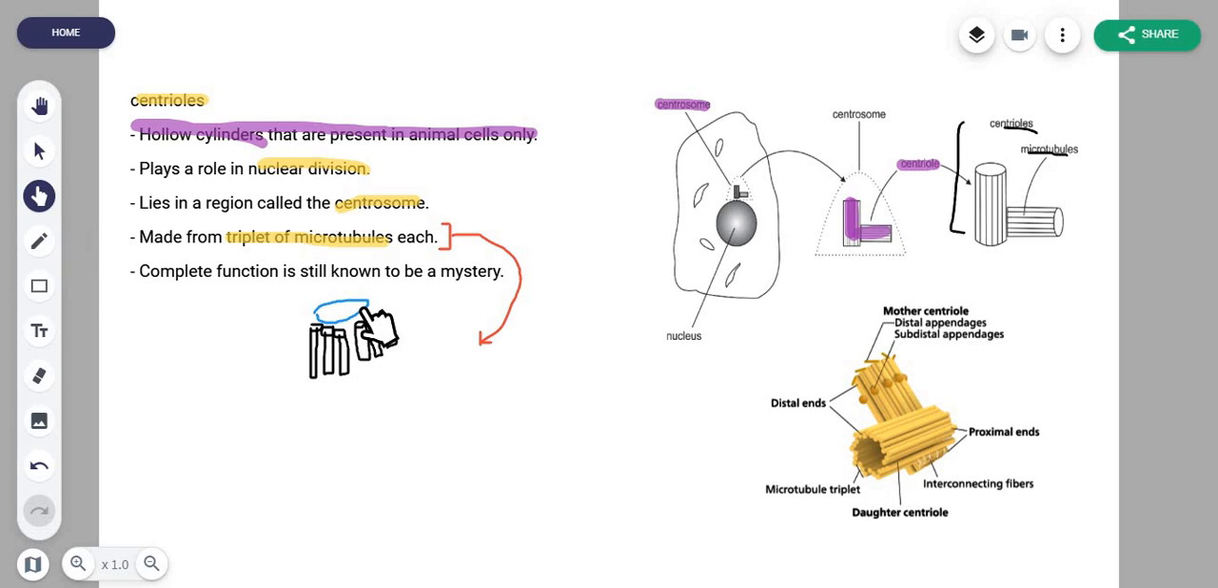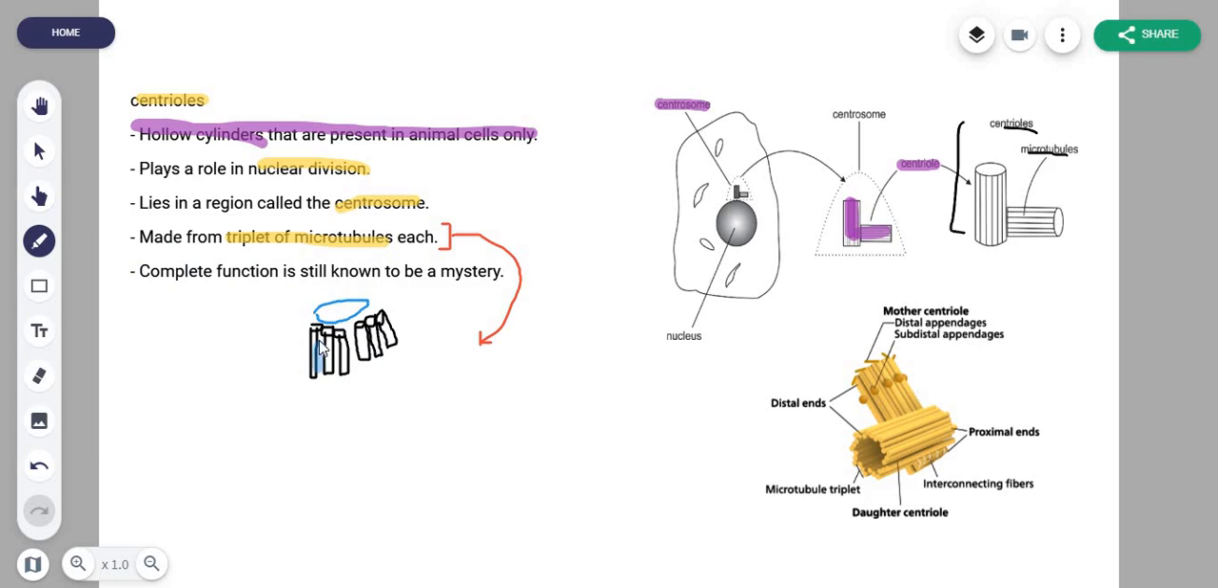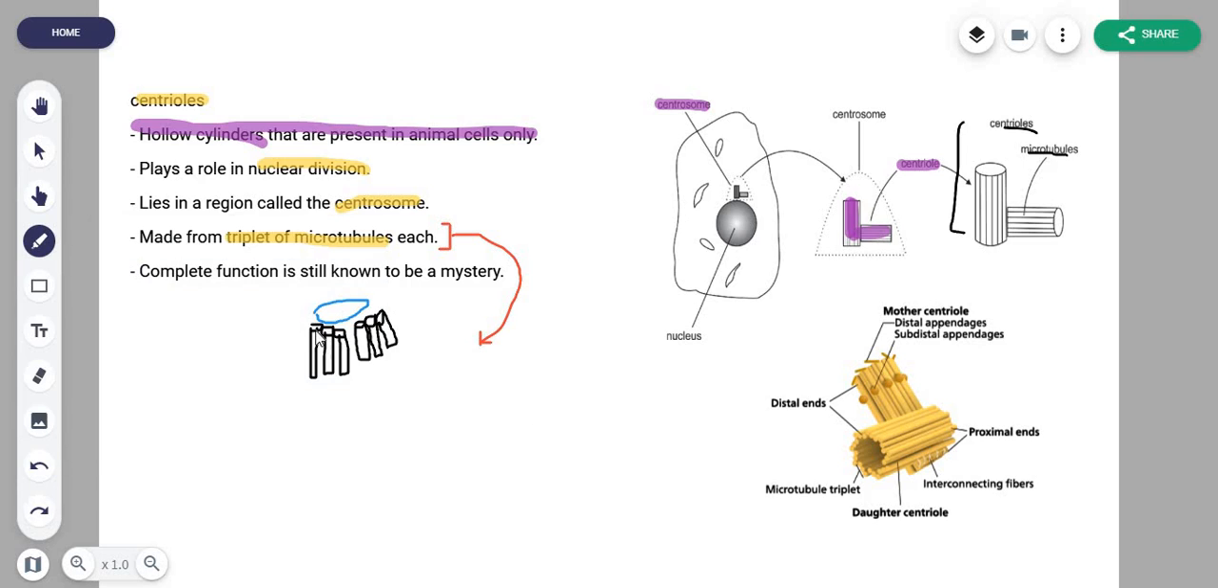My drawing isn't that good, but this is a cylinder. And in the cylinder, it basically is somewhat this. And when I say triplet of microtubules, what I mean is that, I'm going to use a different color pen. Okay, let's use red. So this is basically your triplet of microtubules.